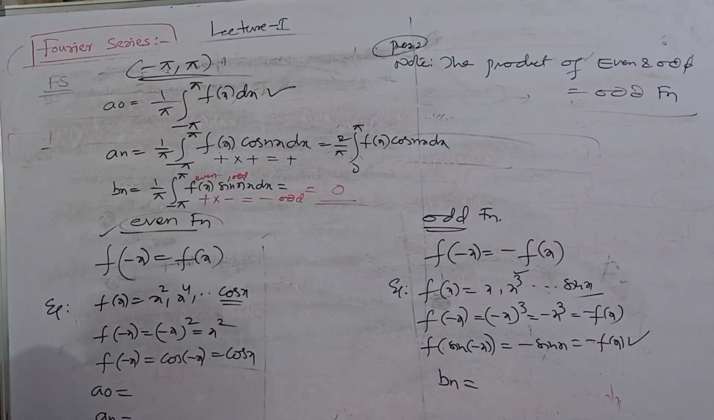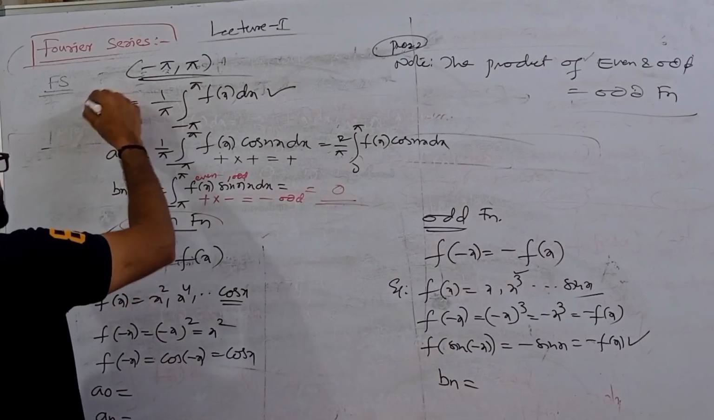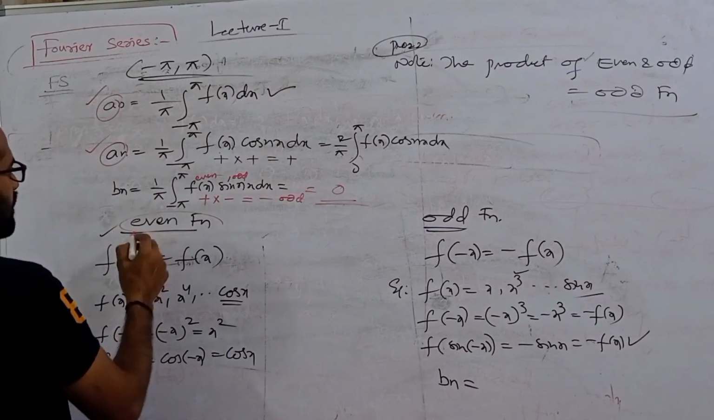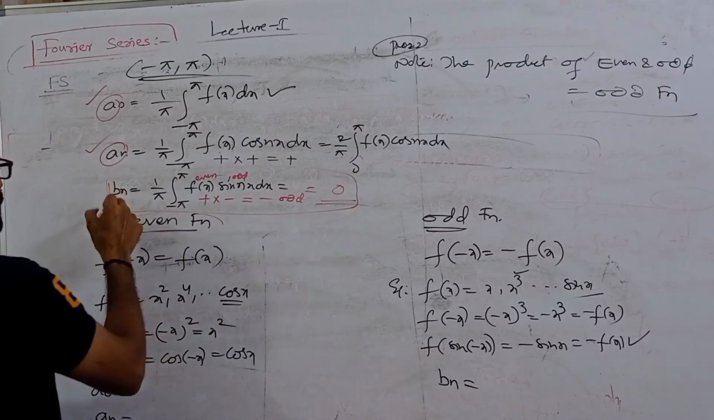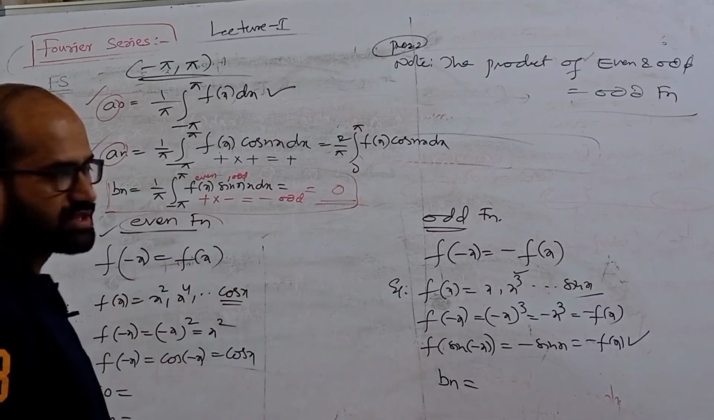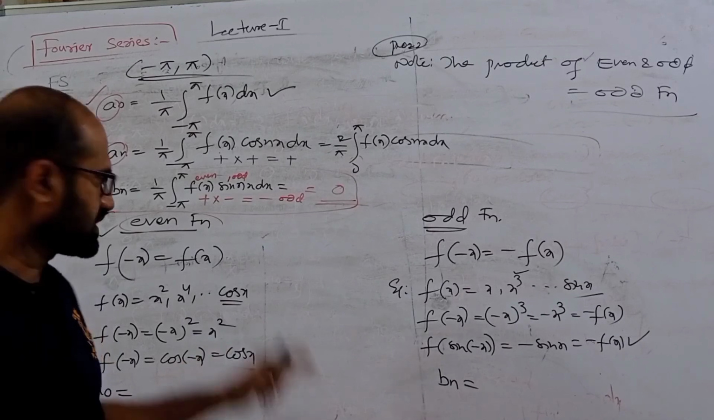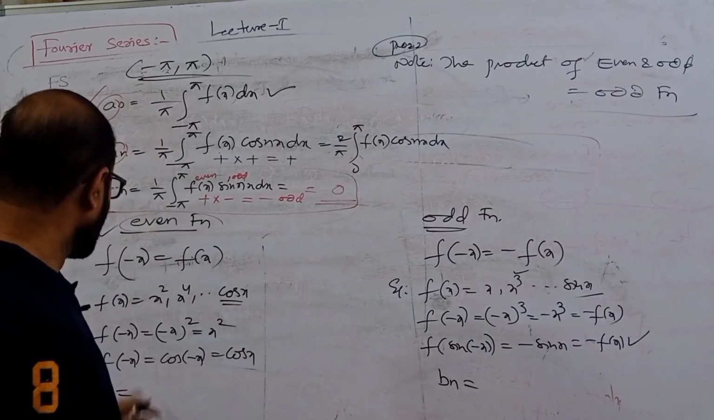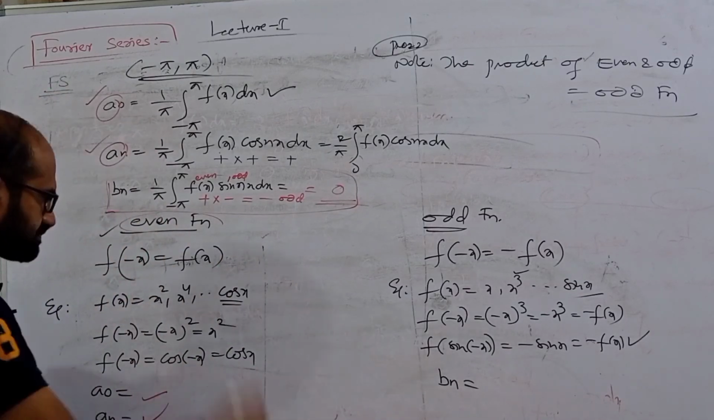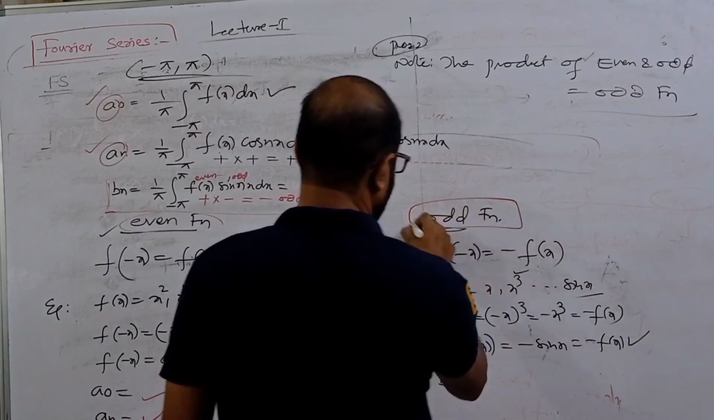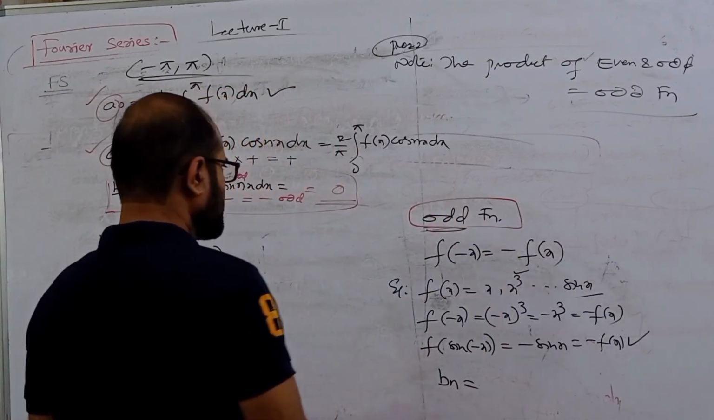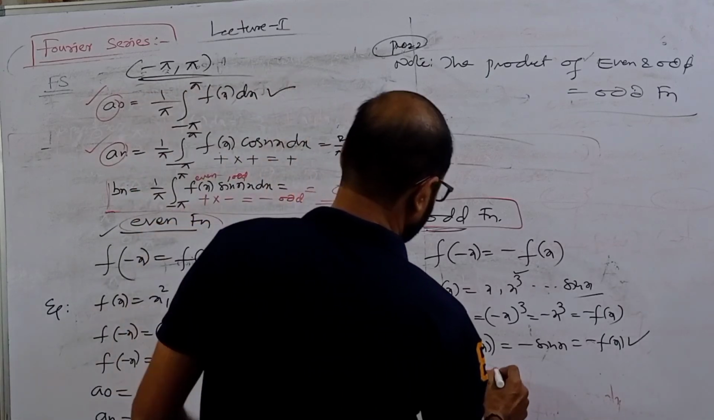Very clear. See once again, if it is an even function, you will get only the a naught and an values, but the bn value is 0. So no need to find the bn value because it is 0. So very clear, if it is an even function, we will get only a naught and an. Now if it is an odd function, we have only the bn value. Now let us see what bn is.